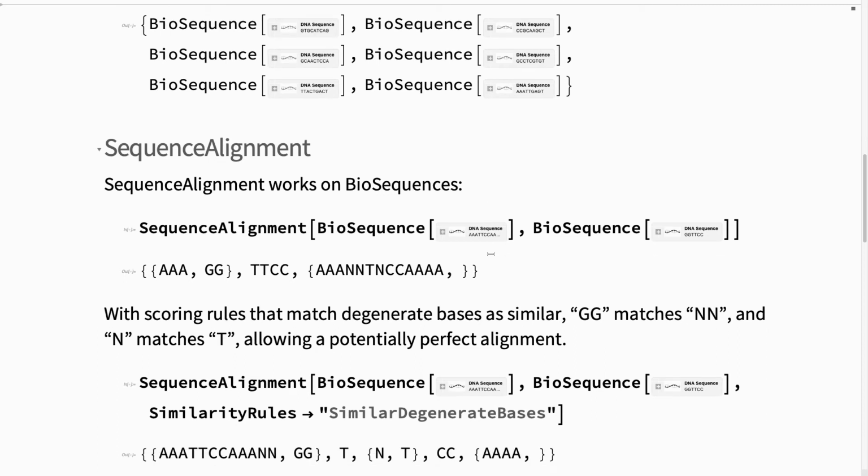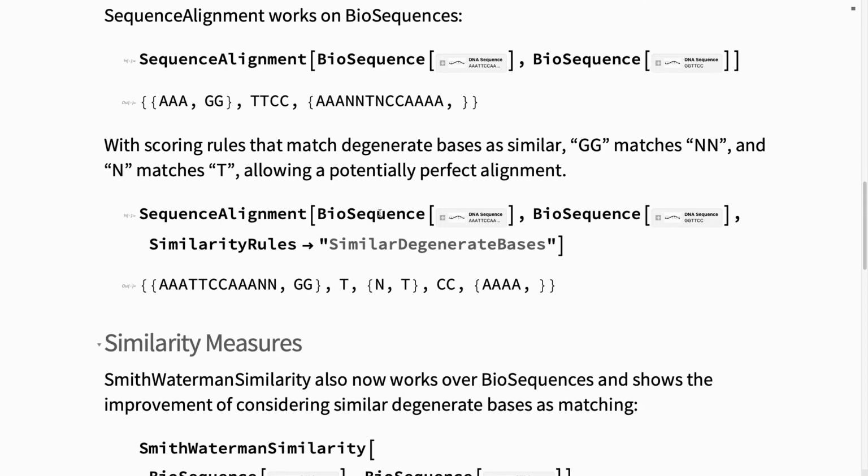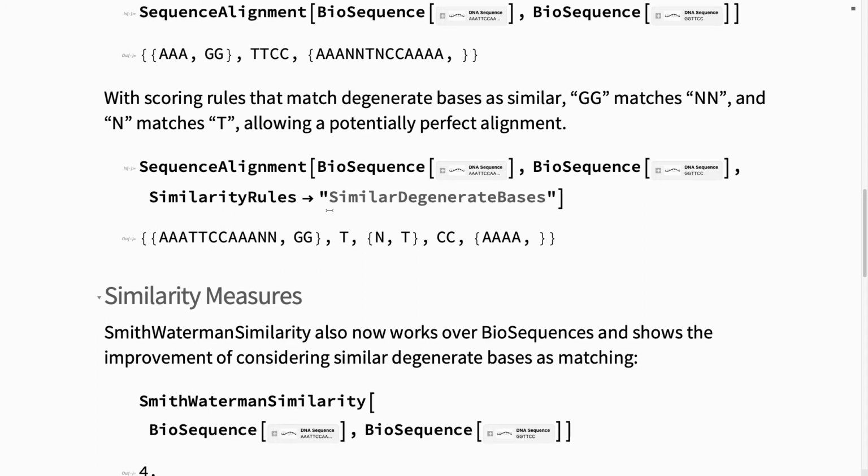Sequence alignment also works on biosequences, thank goodness. But it also has some knowledge of these degenerate bases, so that GG can match NN and NT can match, so that you actually can get a perfect match between different degenerate sequences if they're supported.